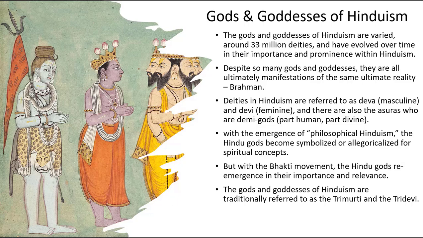The gods and goddesses of classical Hinduism are known traditionally by these two classifications, the Trimurti and the Tridevi. Even though there are many more gods, these are the most important and traditional gods within Hinduism. The Trimurti, the three forms, are the three prominent male gods that appear the most, and the Tridevi are the three prominent female goddesses that appear most in society. That's what the rest of the lecture is going to deal with. So let's now dive into the Trimurti.